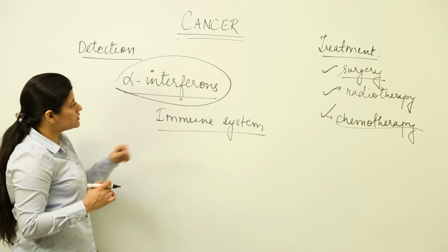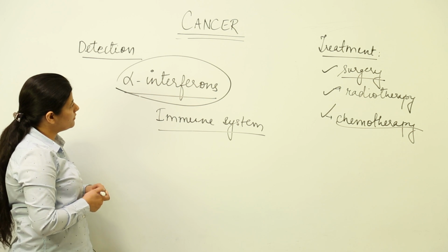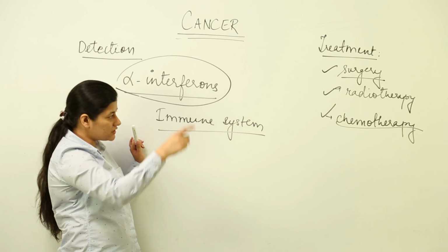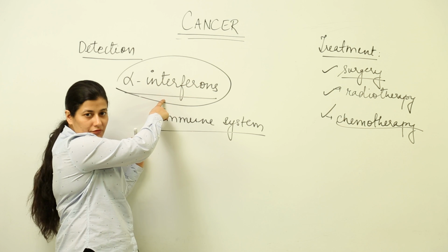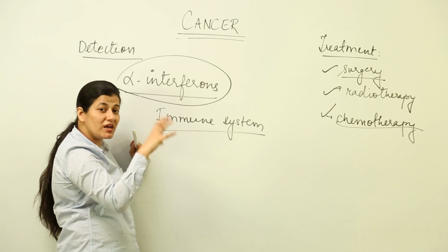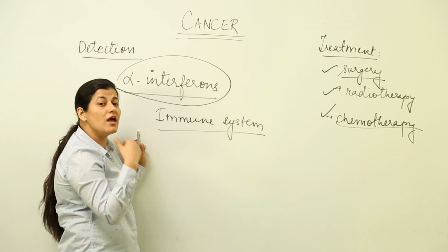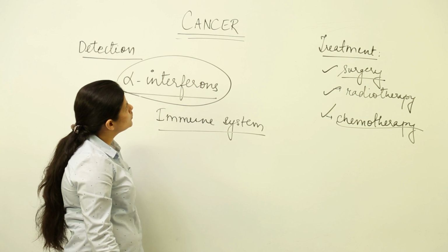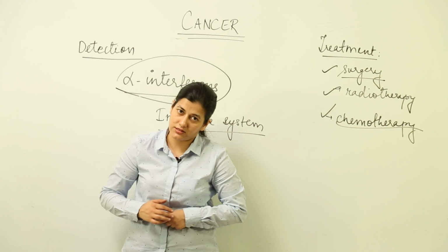Okay, so this all you have to remember. Do keep in mind this point, that immune system cells are deceived by the cancer cells, but if we administer the patient with alpha interferons externally, then the immune system becomes very well aware of where the cancerous cells are, and it acts accordingly instead of getting deceived. So, this is all about cancer.